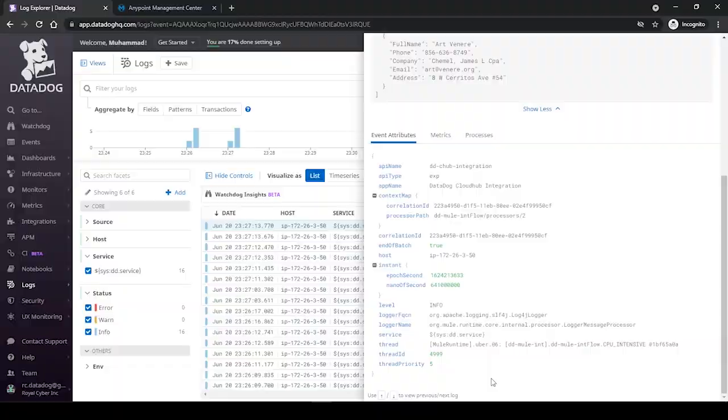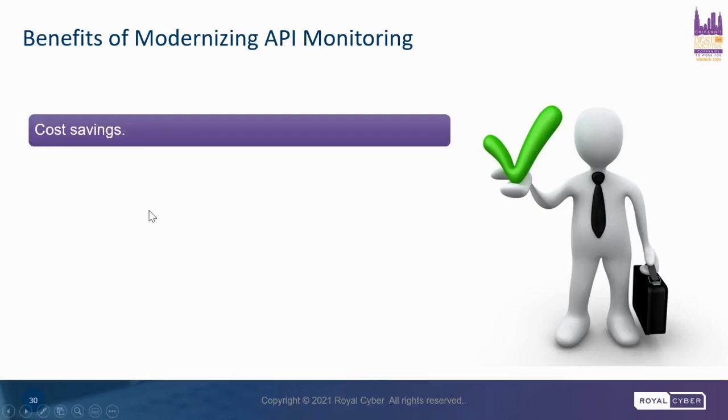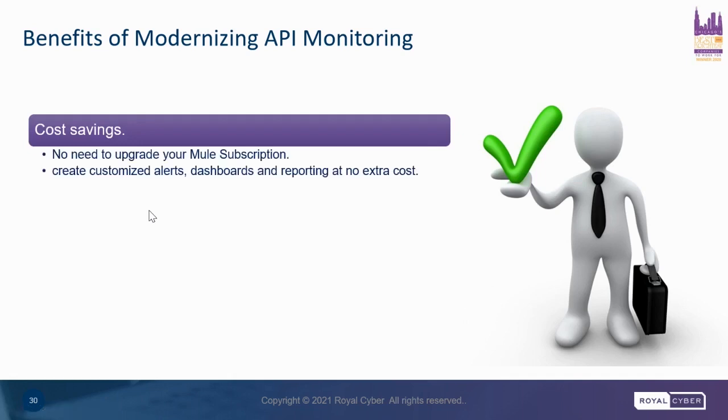Over to you, Mir. Thank you, Akib, for the wonderful demo. So, before we wrap up, let's see what are some of the benefits of this approach. Cost savings, right? You don't need to upgrade your Mule subscription to Titanium if you're on a Gold or a Platinum level just to monitor your Mule assets. You can create customized alerts, dashboards, and reporting at no additional cost.